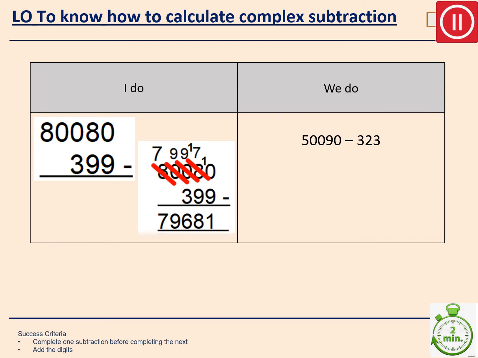So that changes the number to 7, 9, 9, and 17 in the tens column. 17 take away 9 is 8. 9 take away 3 is 6. 9 subtract 0 is 9. 7 subtract 0 is 7. Pause the video and have a go at 50,090 minus 323.